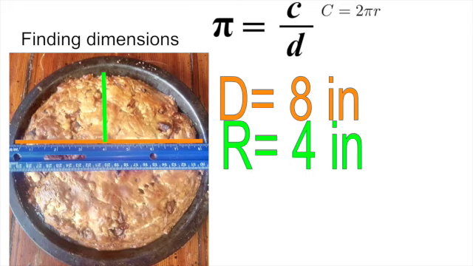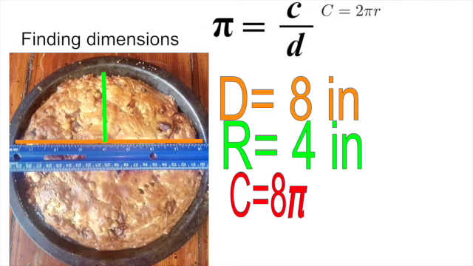Now, what's my radius, right? Well, what's half of 8? Half of 8 is 4, because remember, our radius is 1/2 the diameter, or 2 times my radius is equal to my diameter. So 2 times 4 is 8. 8 divided by 2 is 4. So each slice of pie is going to be about 4 inches long, right?